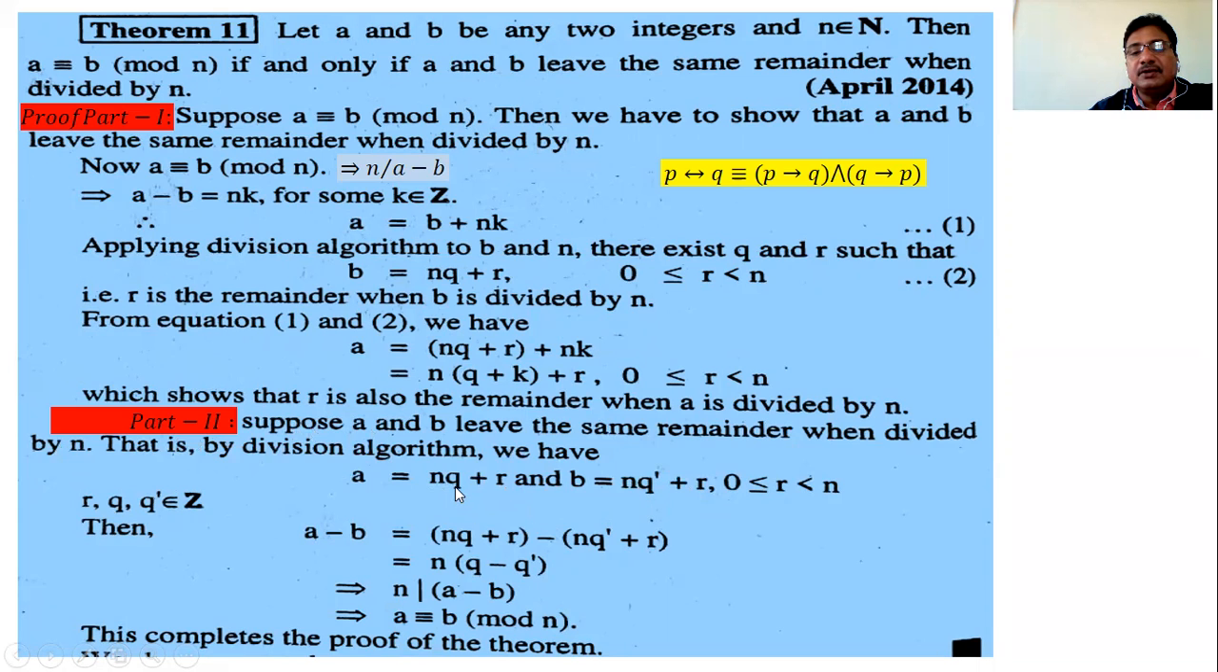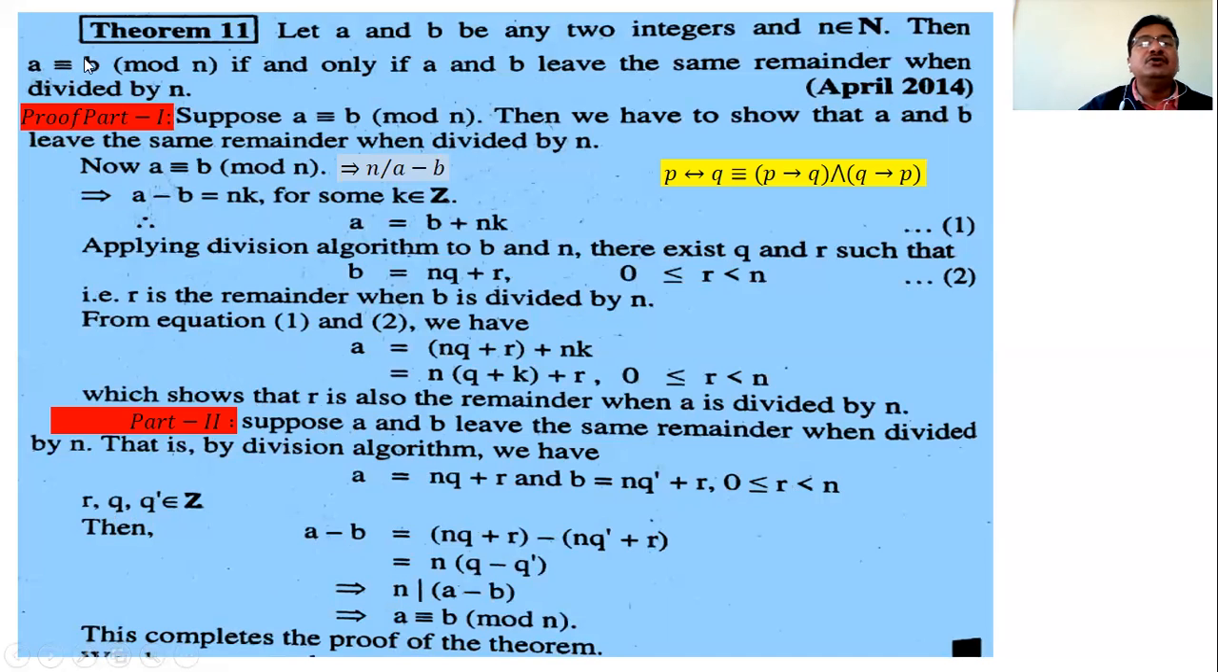But we know that the quotients are q and q dash. These are the two notations. Either use q and q dash or q1 and q2. But the remainders are the same, and so use R and R. So R is obviously strictly less than the divisor n and greater than or equal to 0. And then A minus B. We have to show A is congruent to B modulo n. In part 2, what do we have to show? A is congruent to B modulo n.